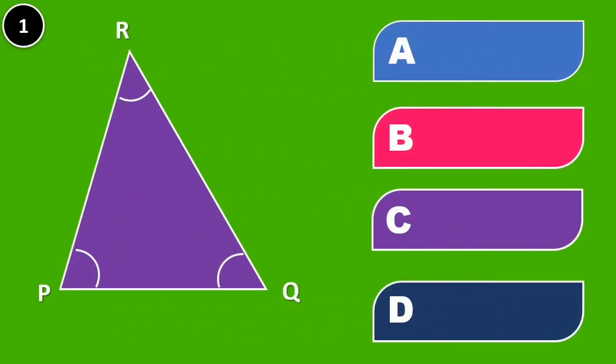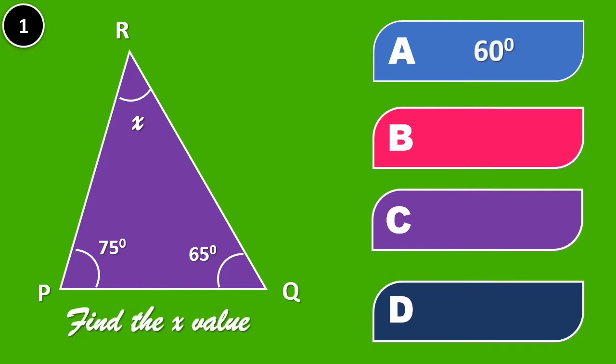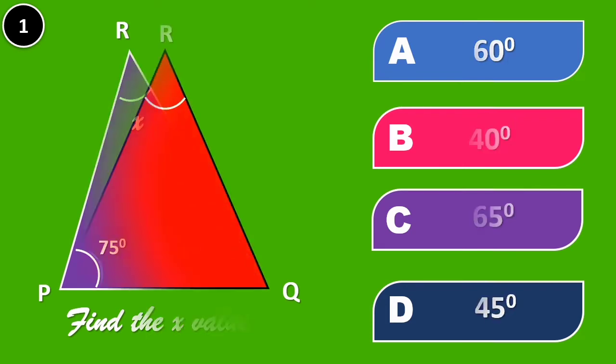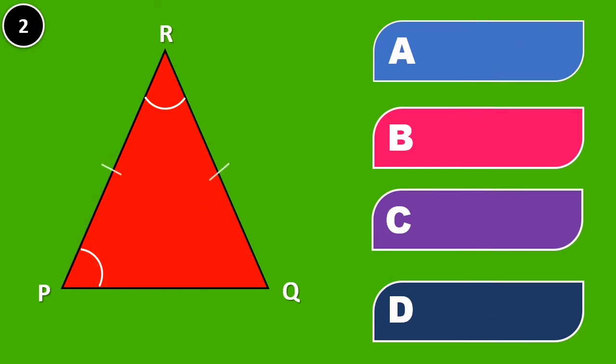In triangle PQR, angle P is 75 degrees, angle Q is 65 degrees, angle R is X. Find the X value. Options: 60 degrees, 40 degrees, 65 degrees and 45 degrees.